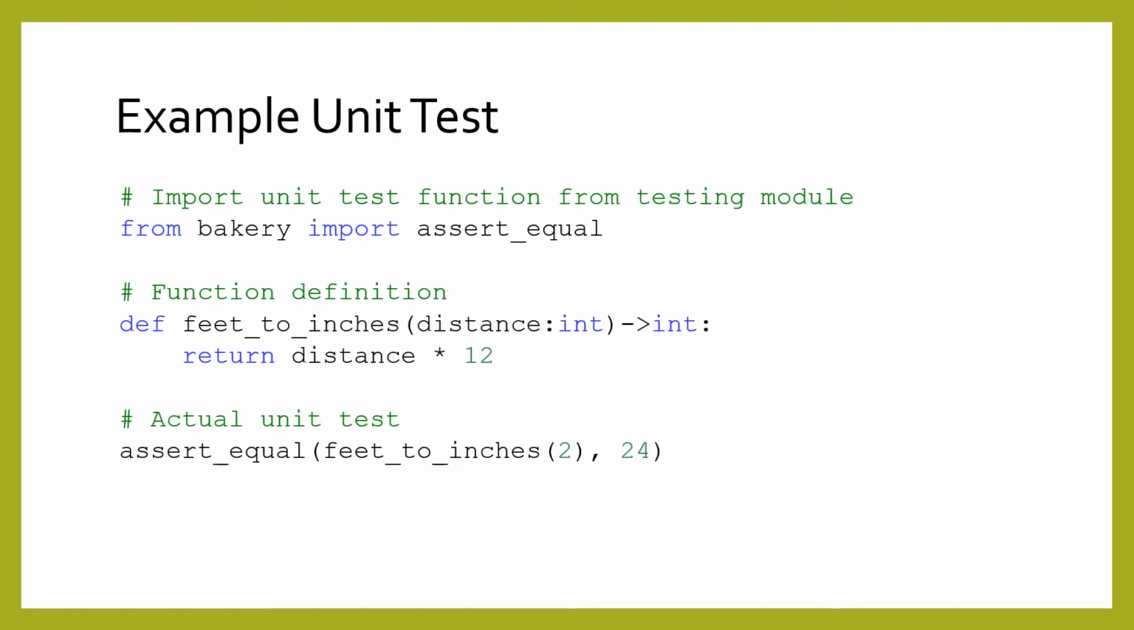A unit test is pretty simple. Call a function with a known input and compare the result to a known output. For example, consider this function that converts feet to inches. Above the function call is a special statement that imports, or makes available, the assert_equal function from the test module. We use this function on the line below to write our unit test. We call feet_to_inches and pass in 2, and assert that we expect a result of 24.